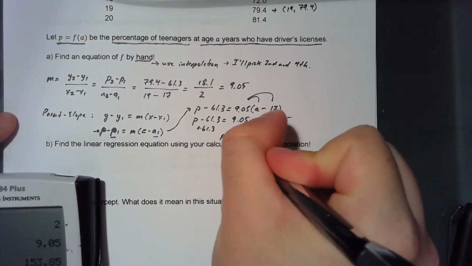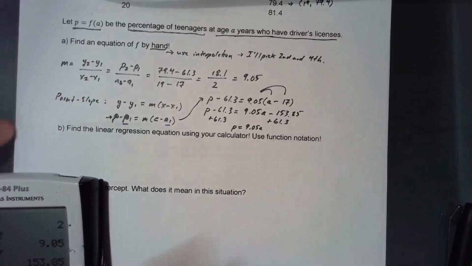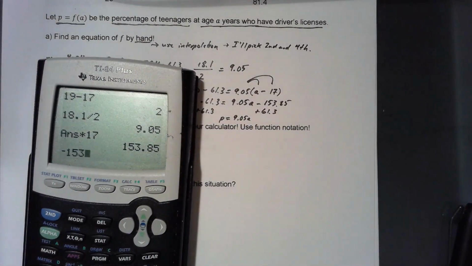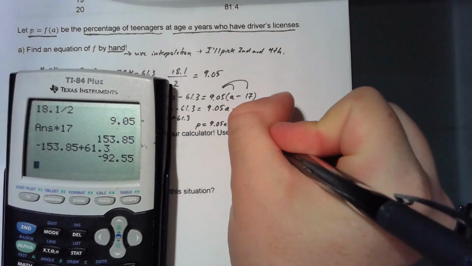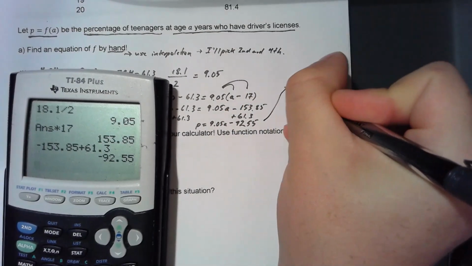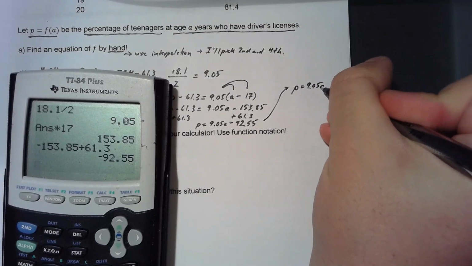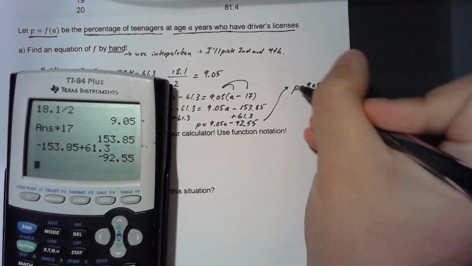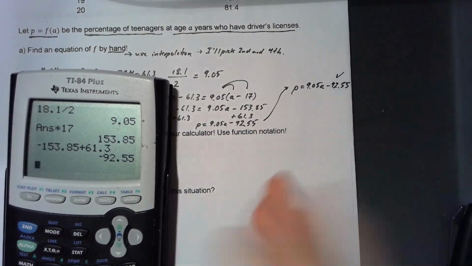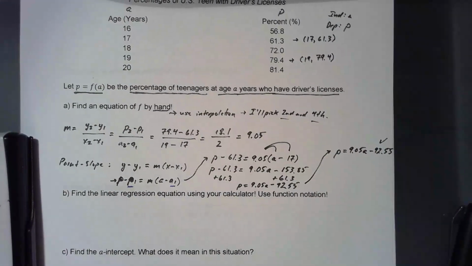So then P equals 9.05a. So minus 153.85 plus 61.3 is negative 92.55. So let me write that over here because that's a little tight. So P equals 9.05a minus 92.55. And that right there is my equation by hand if I use the second and fourth point.